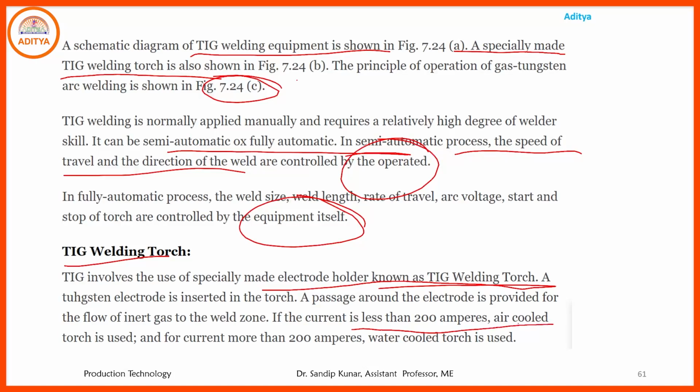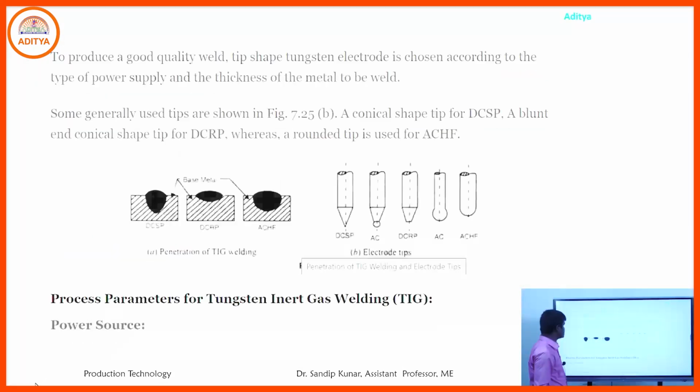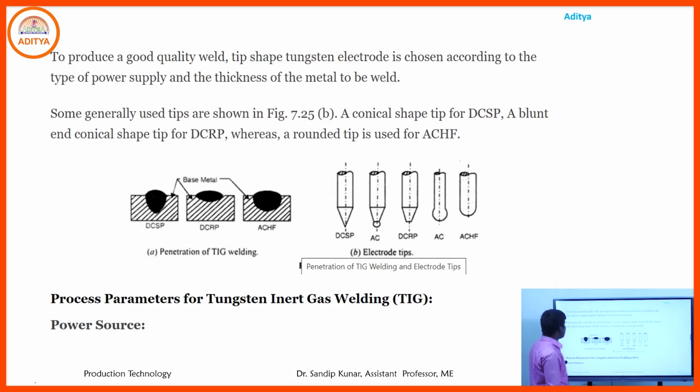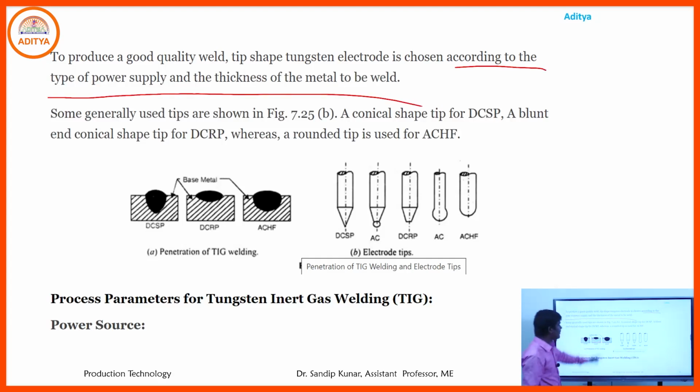If the current is less than 200 amperes, an air-cooled torch is used. For currents more than 200 amperes, we use a water-cooled torch, which helps to control the temperature of the welding torch. To produce good quality welds, the tungsten electrode is chosen according to the type of power supply and the thickness of the metal to be welded. On that basis, we select the tip shape.